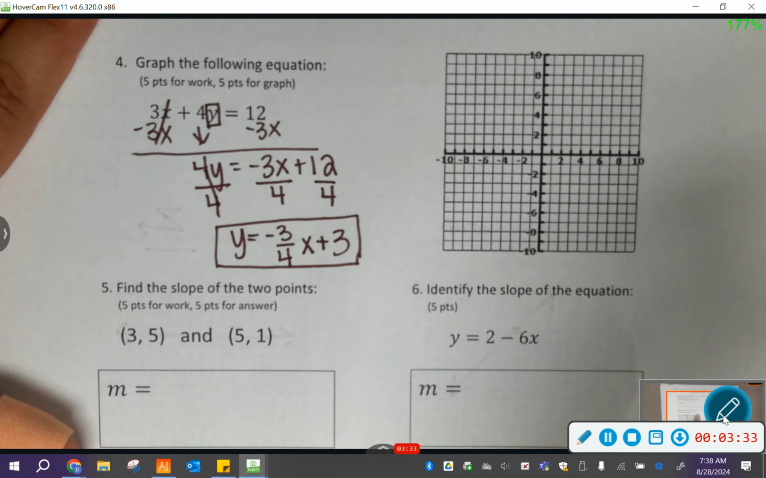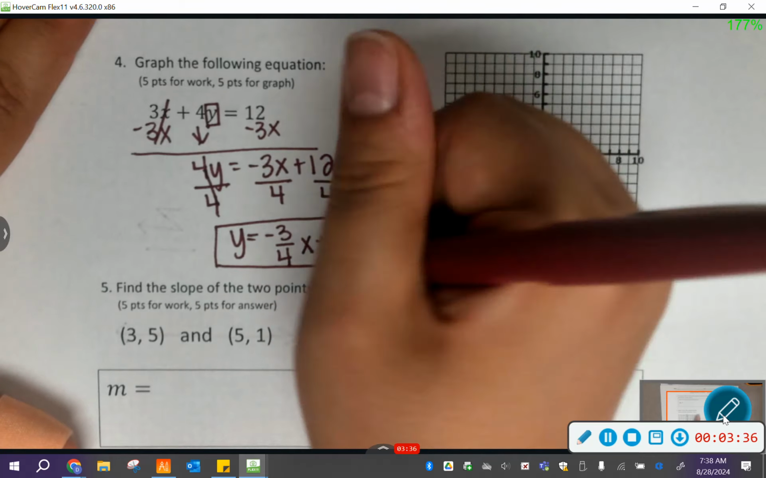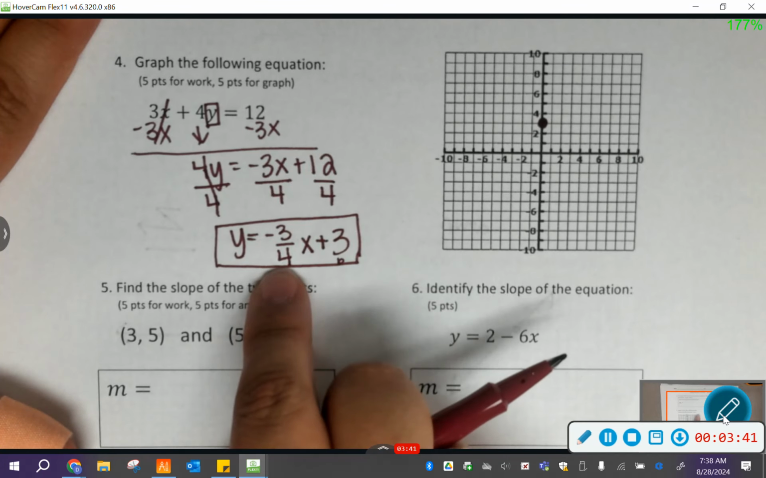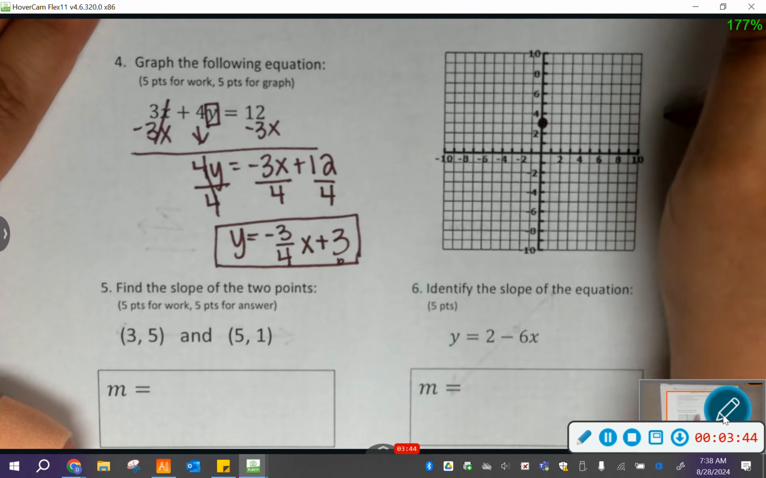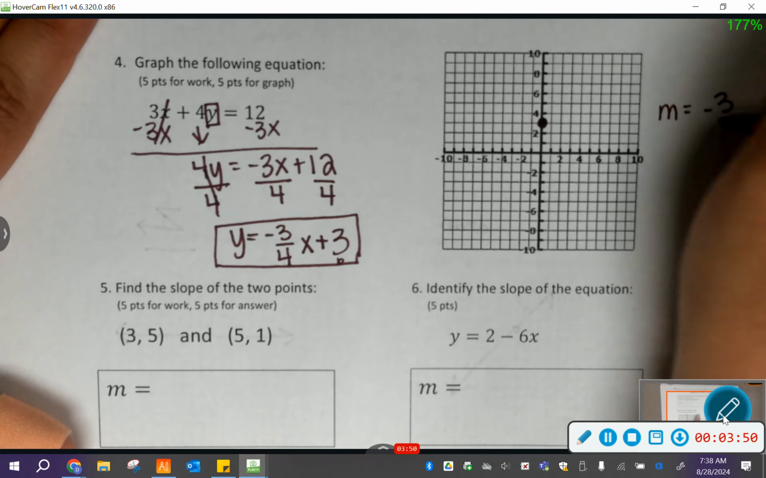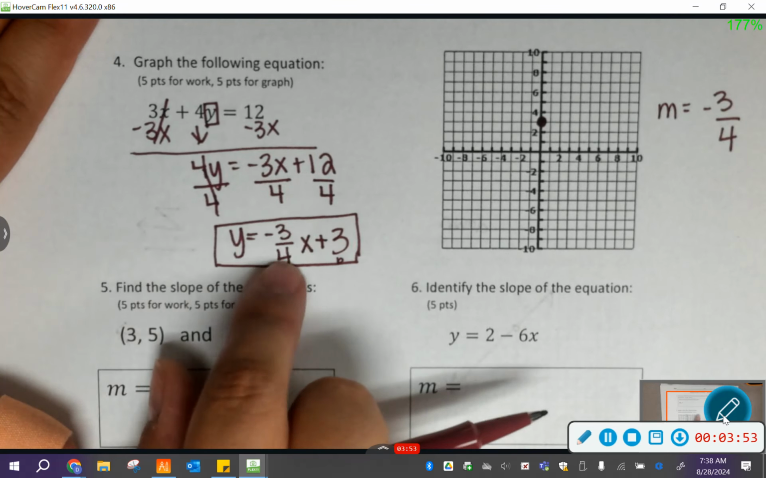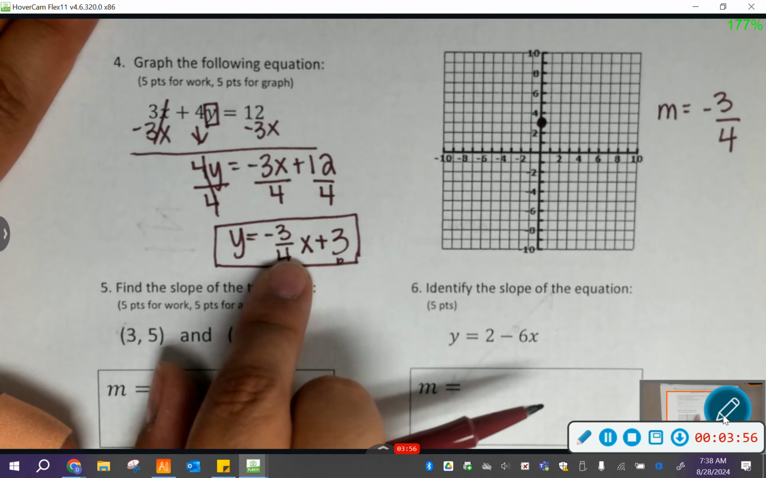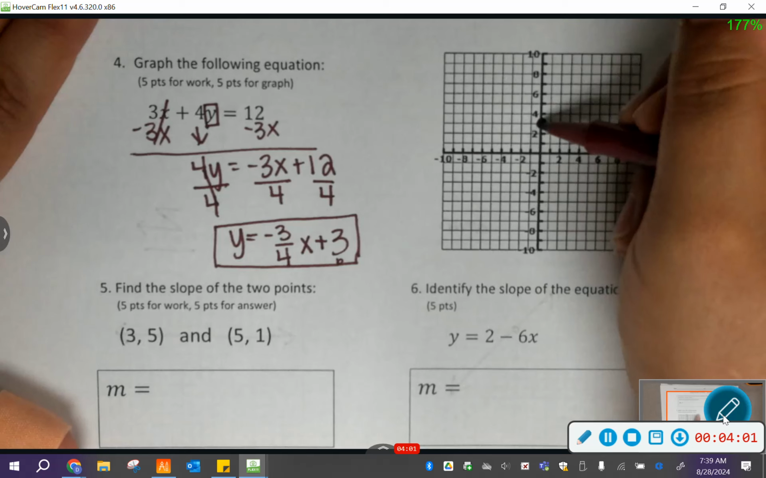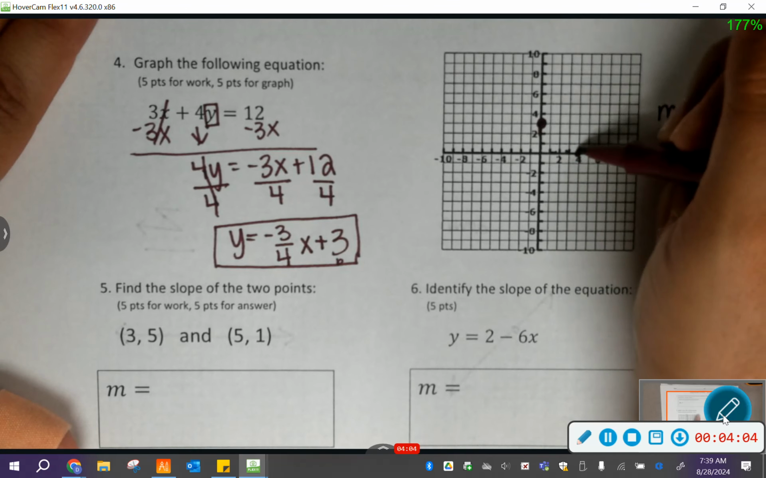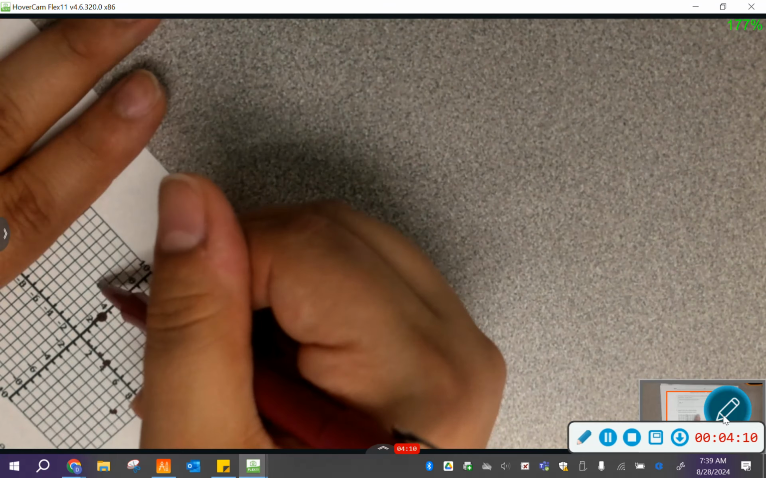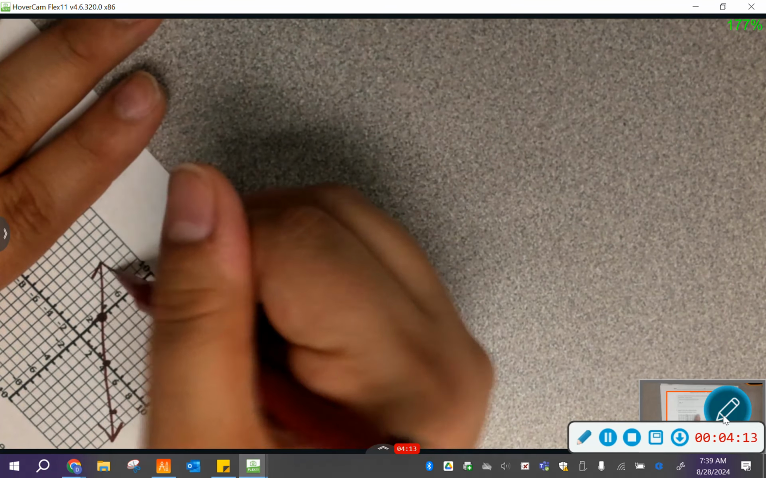Where am I going to begin at? Begin at positive 3. I had a couple begin at negative 3, so just be careful. And how am I going to move? What's my m? Be careful. Negative 3/4. Right away, you should look at this and say, what direction does my line need to go? Up or down? Down. So I'm going to go down 3, right 4. Down 3, right 4. Down 3, right 4. And then you can connect your dots and draw your line.